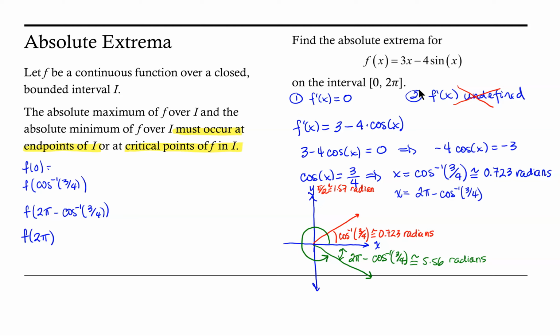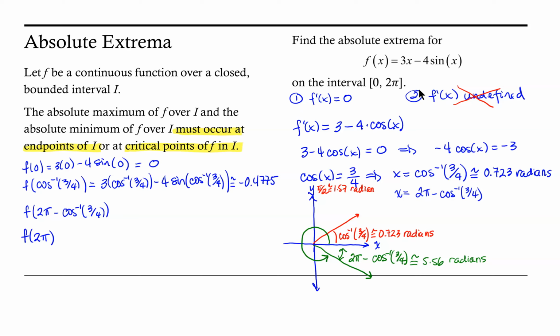f of 0 will be 3 times 0 minus 4 times the sine of 0, which ends up being 0. f of arc cosine of 3/4 is a little more complicated. It would be 3 times cosine inverse of 3/4 minus 4 times the sine of cosine inverse of 3/4. So we'll approximate this to 4 decimal places. That's approximately negative 0.4775.